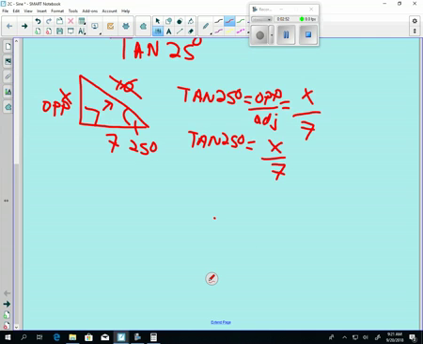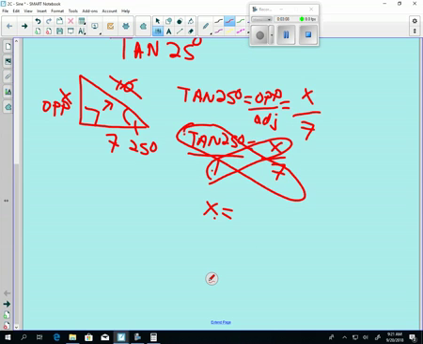Anytime you have a number, a degree, anything can be over 1. It doesn't change the value. So now we have a proportional statement, so I can cross multiply. That's 1 times x, so x equals tan 25 times 7. And then we just put that into our calculator and we get the answer.